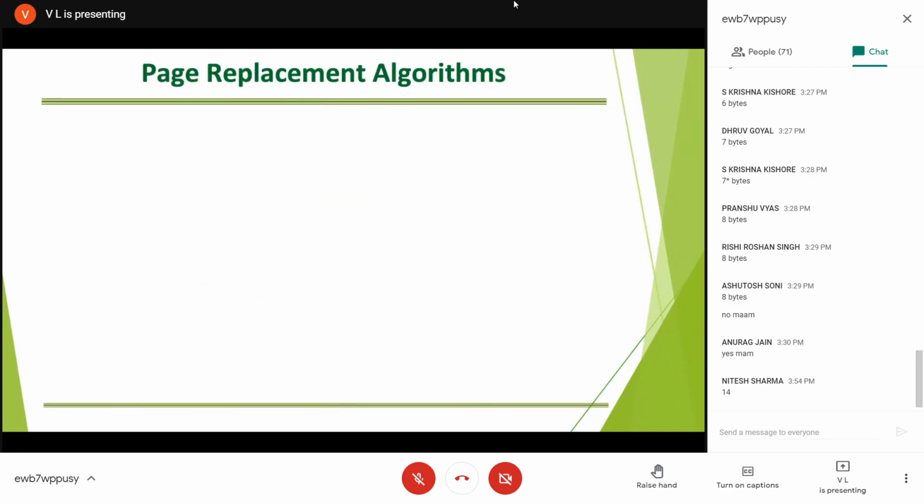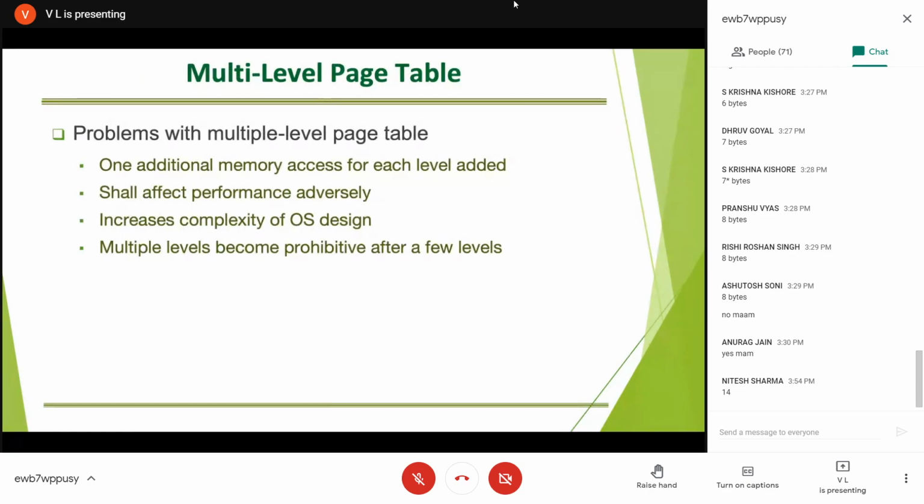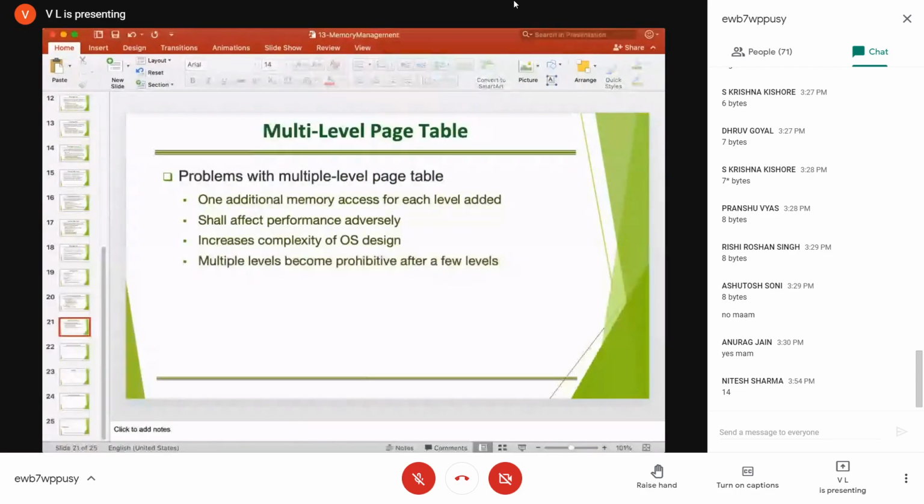In the next class, we'll be talking about page replacement algorithms. I'll close the presentation, and if there are any questions, I will take them. Any questions?